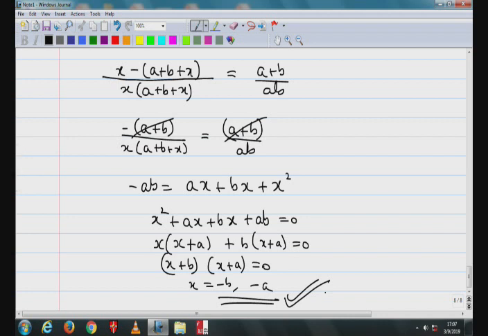I hope all of you got it. Any doubt? Shillong, Itanagar, Kohima, Sisipur. Any doubt in this one?